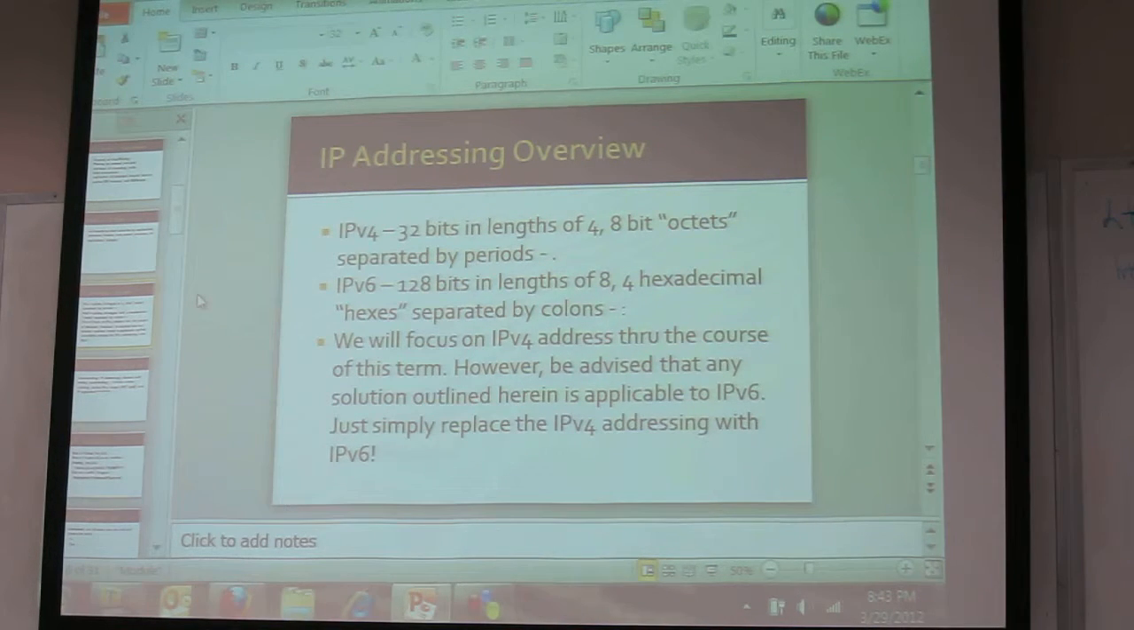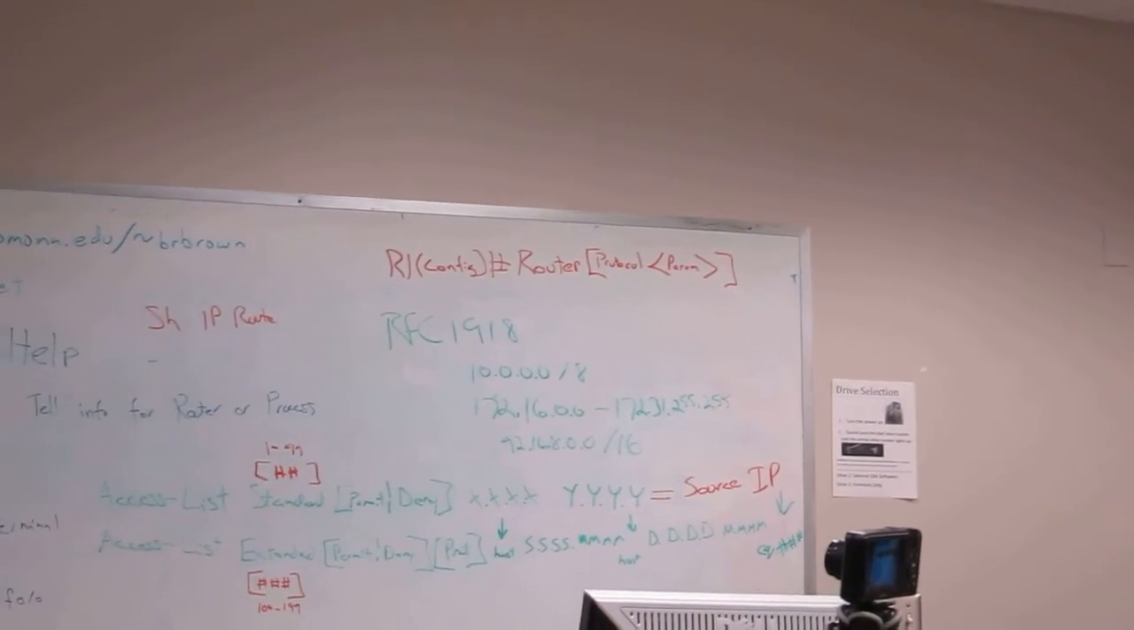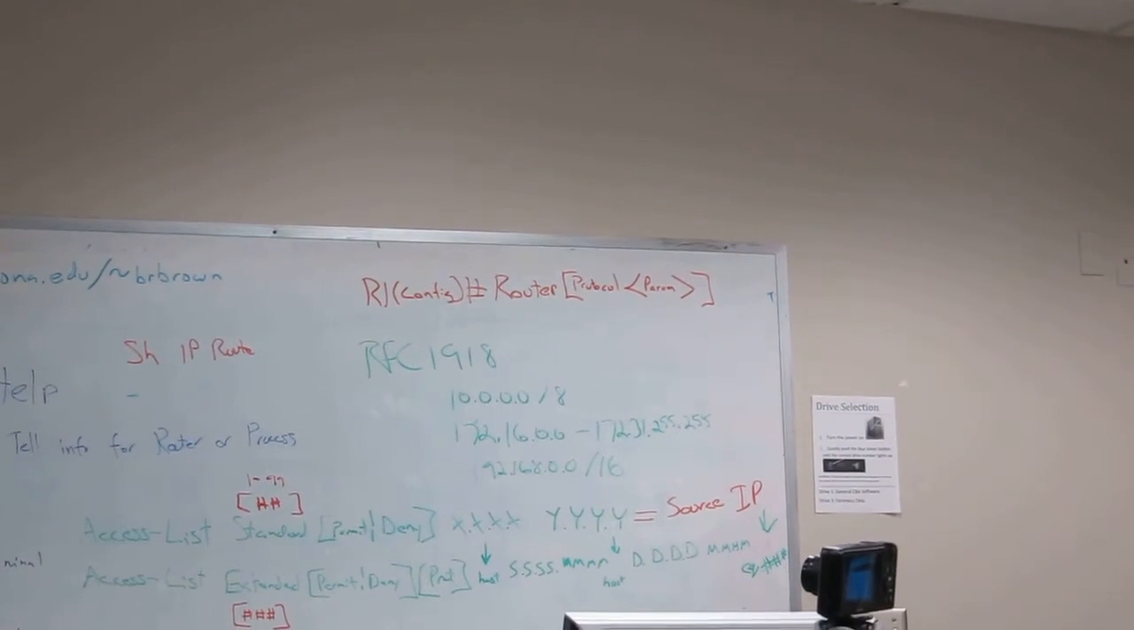All right. RFC 1918 is what? Private IP addressing. Where would you never find these addresses? Never, ever find those addresses on the internet. They're for private use only. They are not publicly routable.